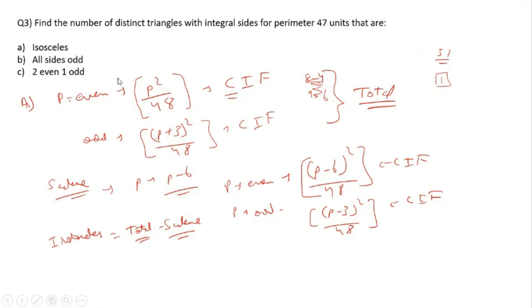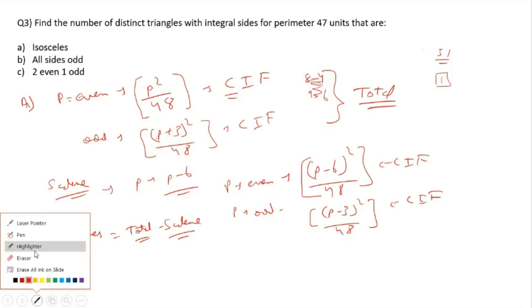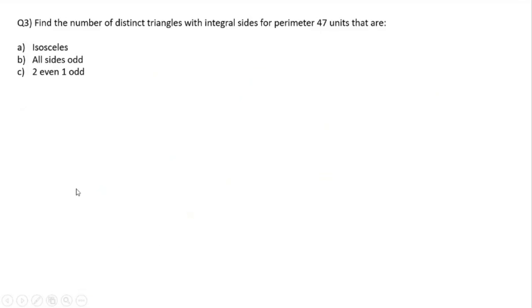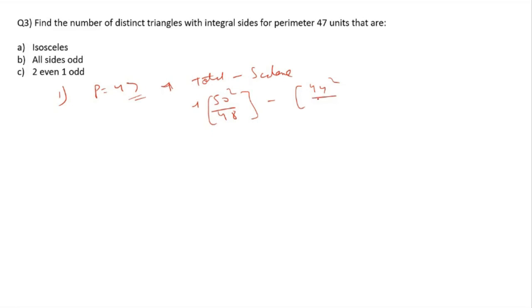Right, so now with this bunch of formulae, if we try to do this question, it's a fairly straightforward one. Perimeter 47, isosceles would simply be total minus scalene, as we just saw. Total for an odd perimeter is (p plus 3) whole square upon 48, which is 50 square by 48, the closest integer function. And the scalene would be (p minus 3) whole square by 48, which is p into p minus 6 if you replace that formula, so it will be 44 square by 48. Again, the closest integer function.